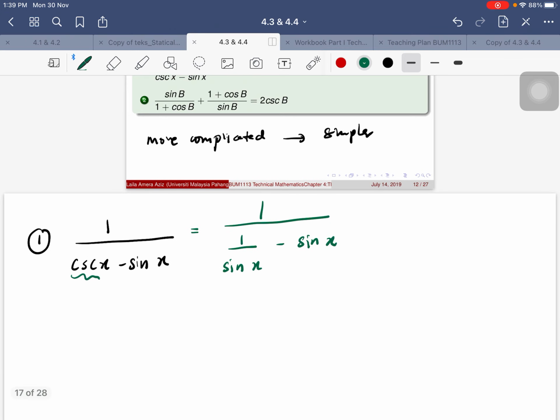Now that I have this form, I am going to simplify the fraction beneath. I'm going to simplify this. The idea is going to be something like this.